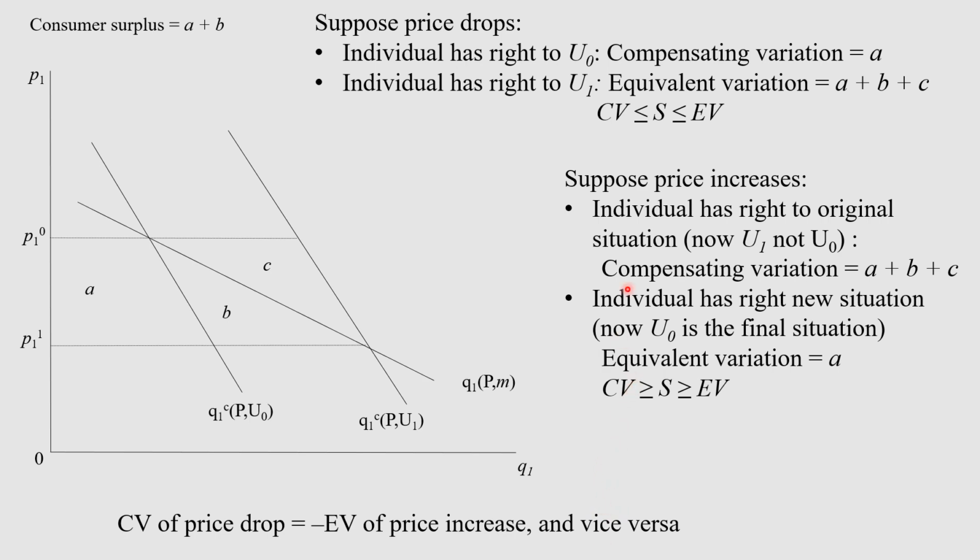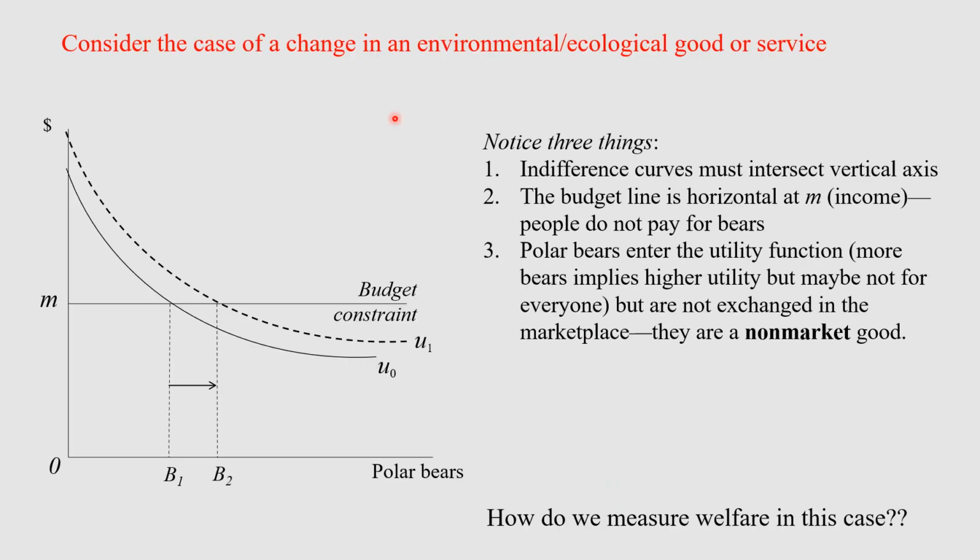So now, consider the case of a change in an environmental or ecological good or service, and we've just used polar bears as an example here. Notice three things. First, the indifference curves must intersect this vertical axis. The reason for that is you need some dollars to purchase goods that you require just to survive. You don't need polar bears. Without polar bears, you can survive pretty well.